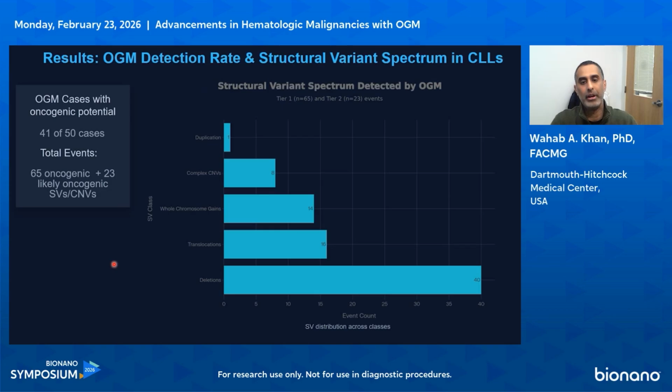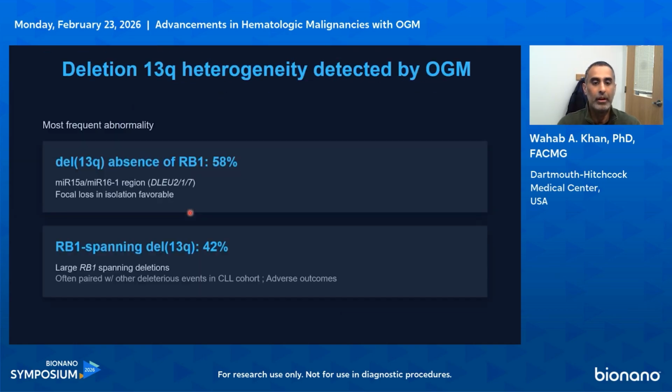So OGM detection rate and structural variant spectrum is noted in this slide. 41 of the 50 cases had an oncogenic or likely oncogenic finding. There were about 65 of these that were oncogenic, 23 were likely oncogenic. They're categorized on the y-axis along these SV classes, with deletions being the predominant, translocations followed by gains, complex CNV seen in about 8 cases, and then a lone duplication there. And then I'll start with the more common one.